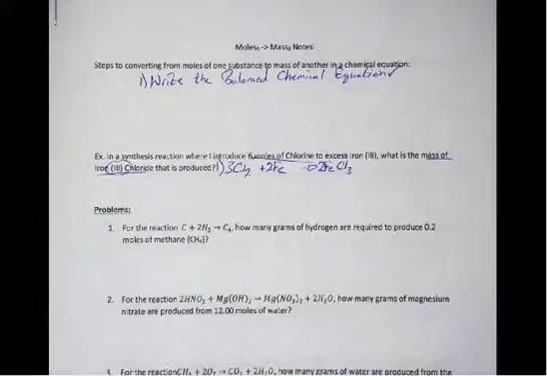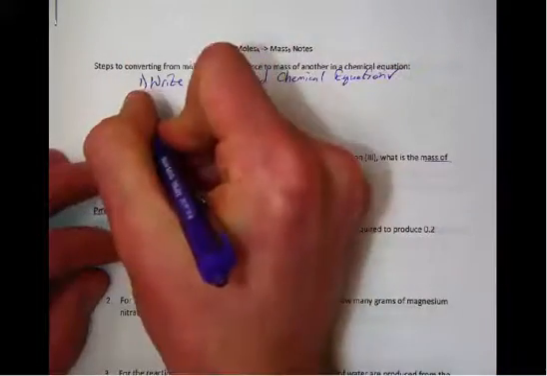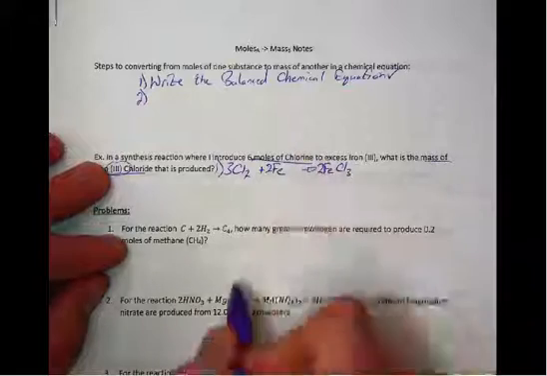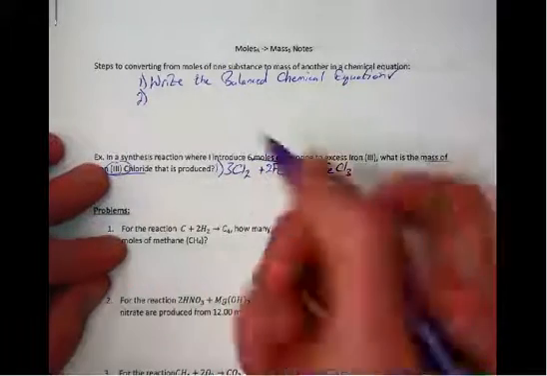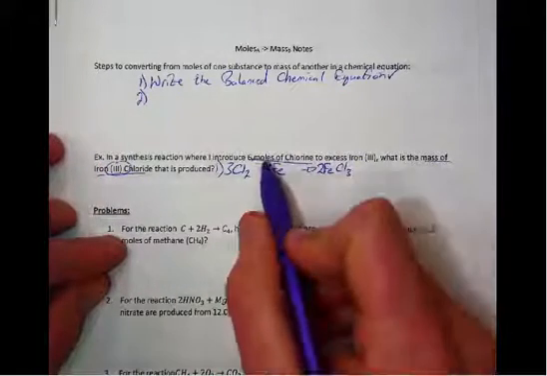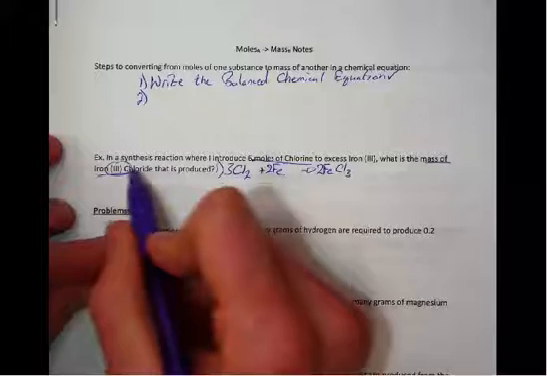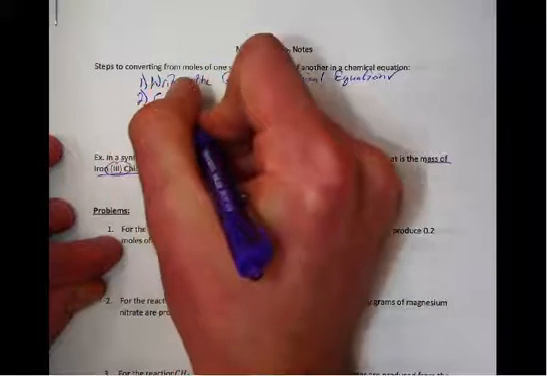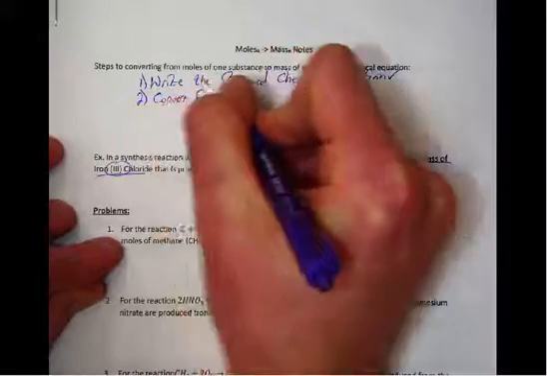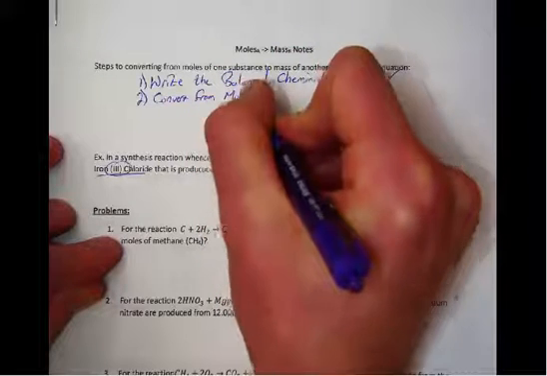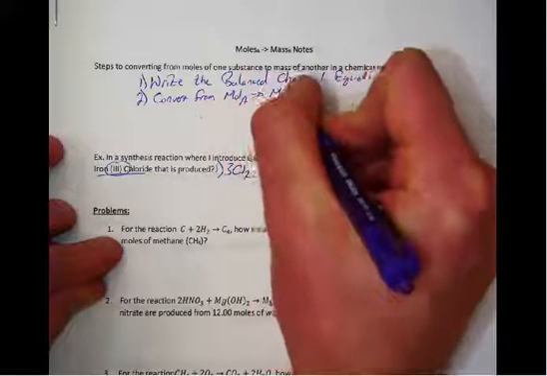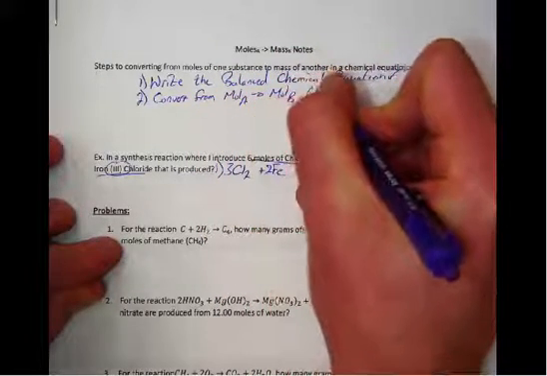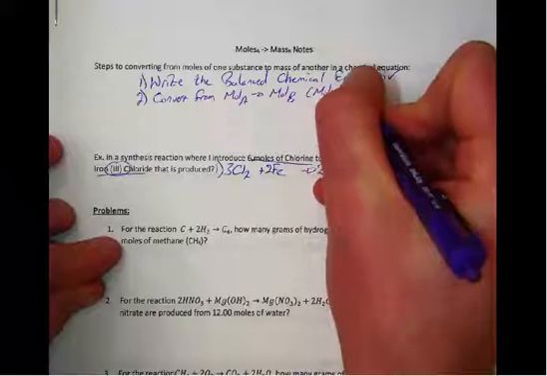Okay, step 2. Once we have the balanced chemical equation, we can convert from moles of chlorine to moles of iron (III) chloride. This is our mole bridge. So we're going to convert from moles of A to moles of B. Again, this is our mole bridge. This is the only way that we can convert from one compound to another.